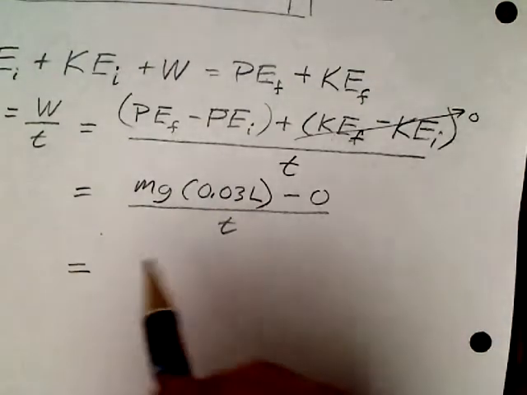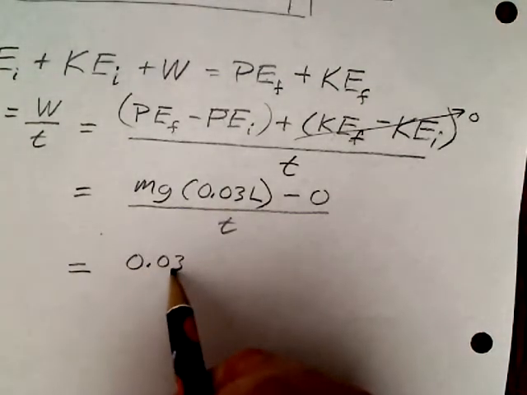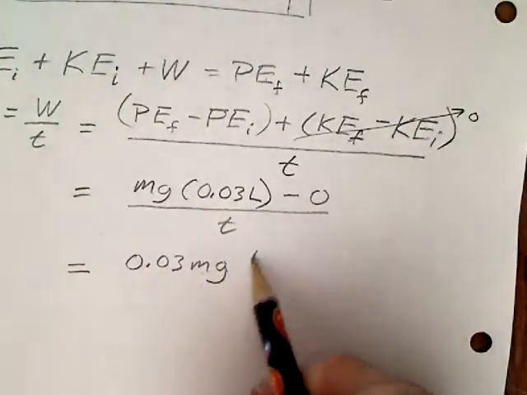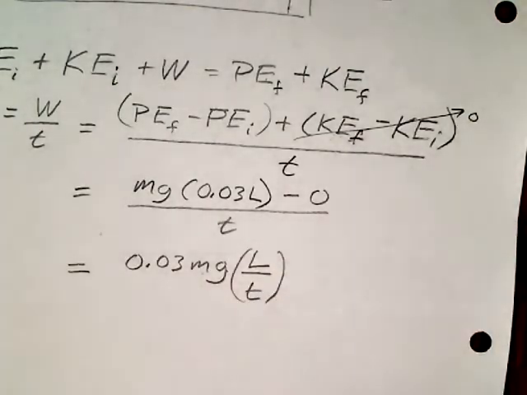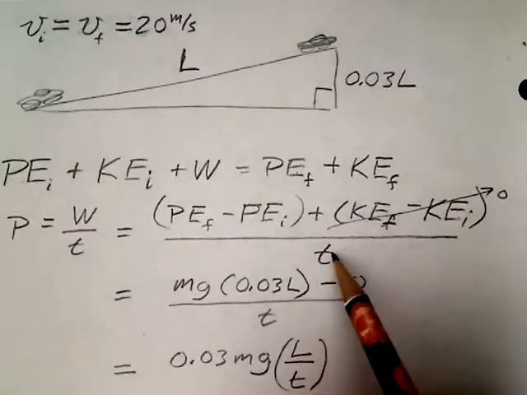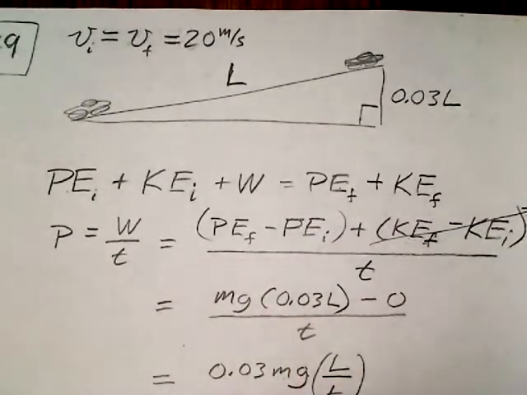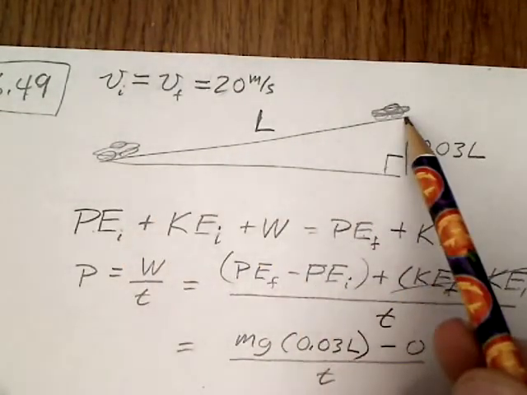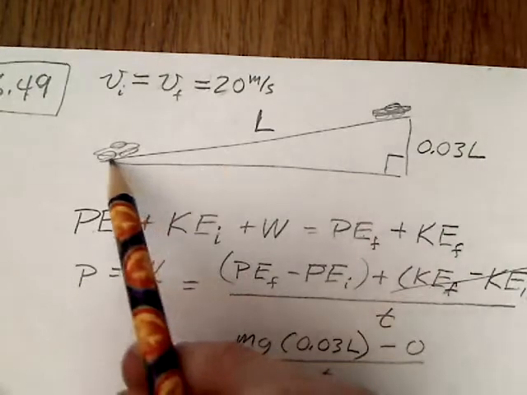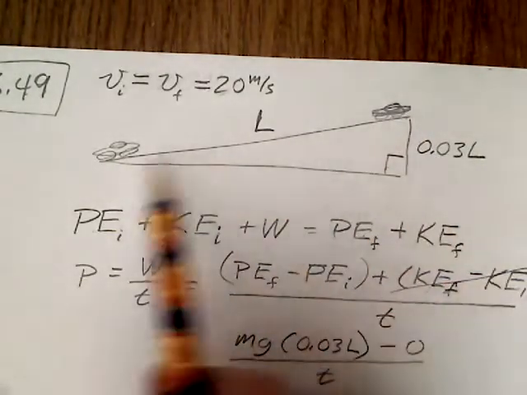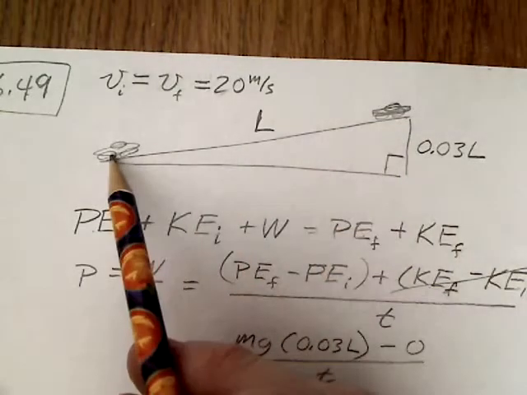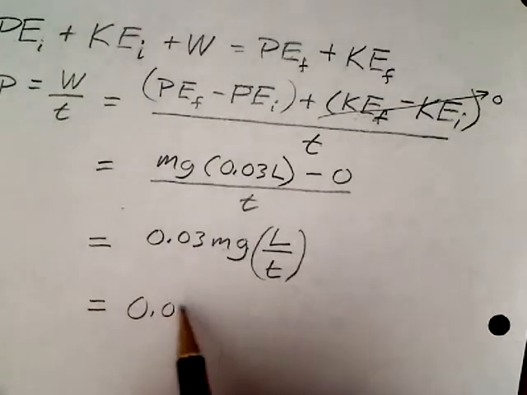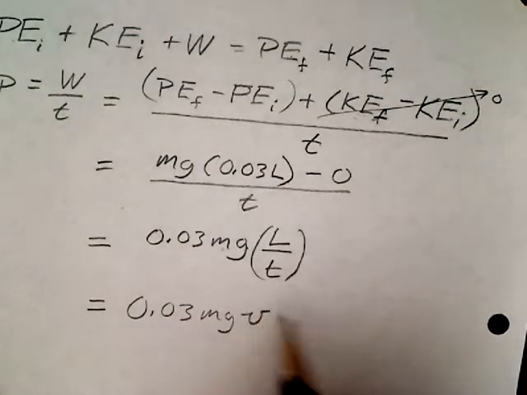The next thing you can do is realize that what you have here is 0.03 times mg. This is the mass of the vehicle times the acceleration due to gravity, and you have L over t. Now this t right here is the same t that we had here, so all of these are the same t's. This is the time over which you're considering this work being done. That also means that if L is the total distance traveled and t is the time that it takes to get from here to there, that L over t is simply the velocity, or the speed of your vehicle.